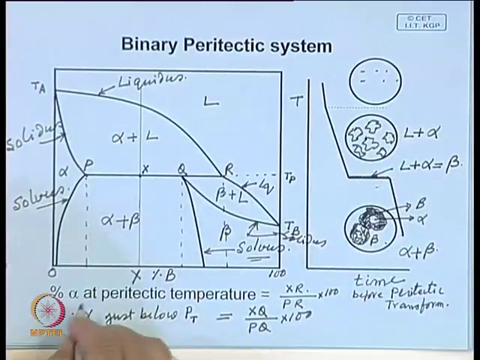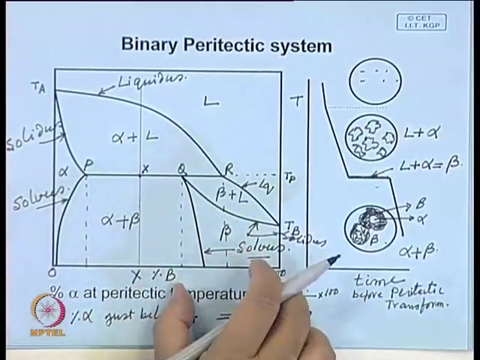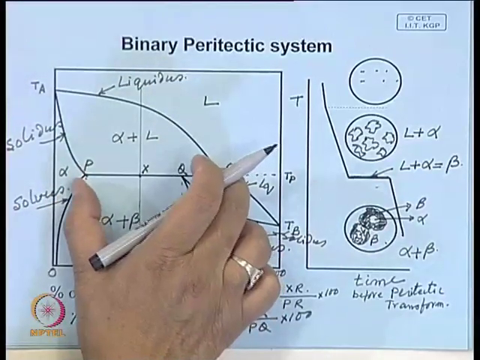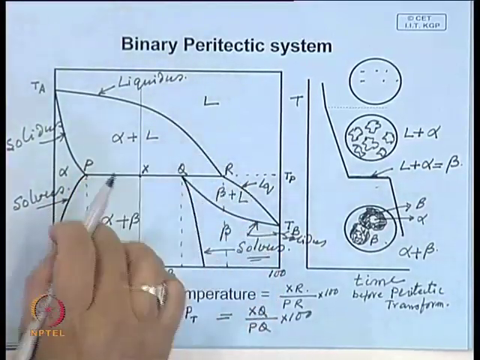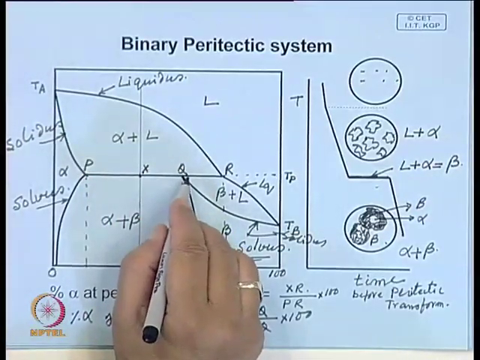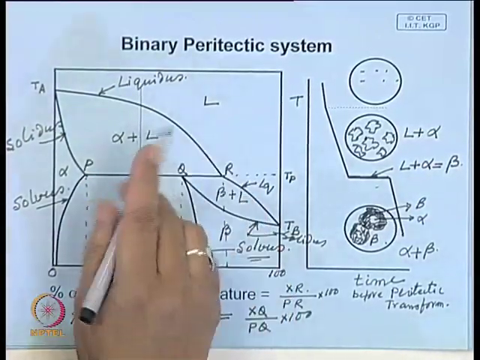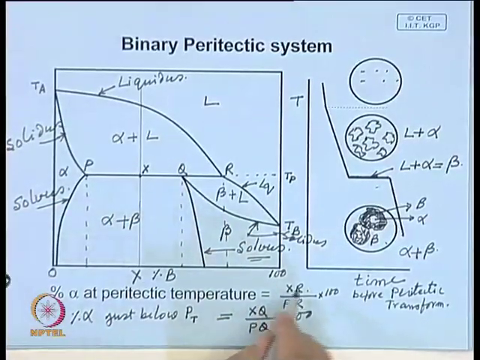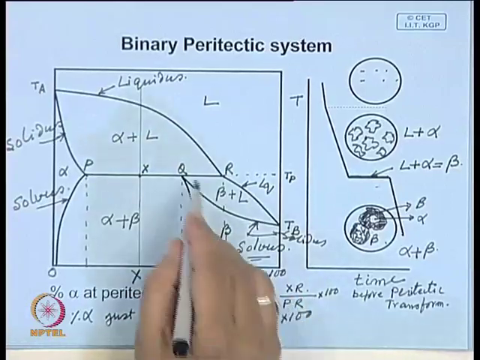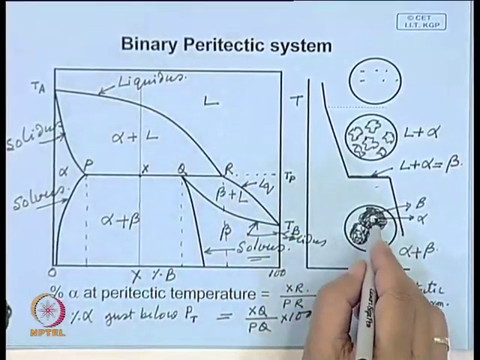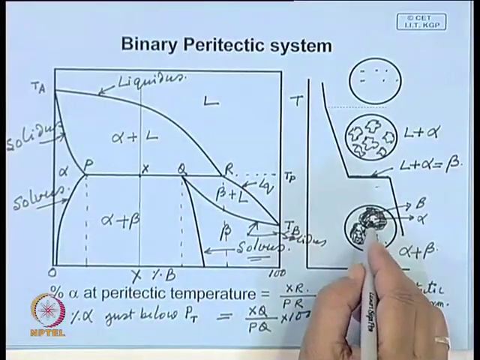And in the peritectic, what happens here is that the amount of liquid, whatever is present, that is p x over p r, reacts with alpha which has precipitated out and gives beta. And here, since the amount of alpha is quite large, it is not able to consume that entire amount of alpha, and some amount of alpha remains.